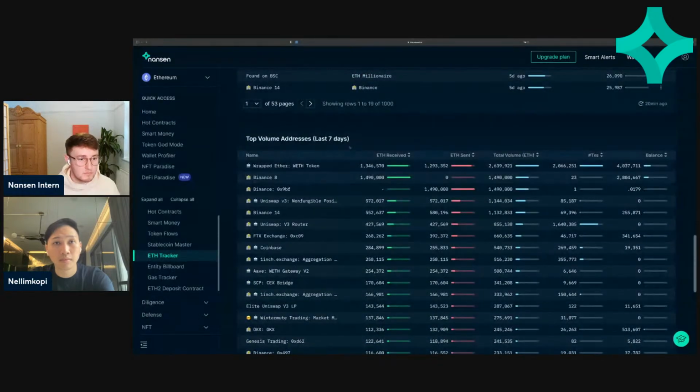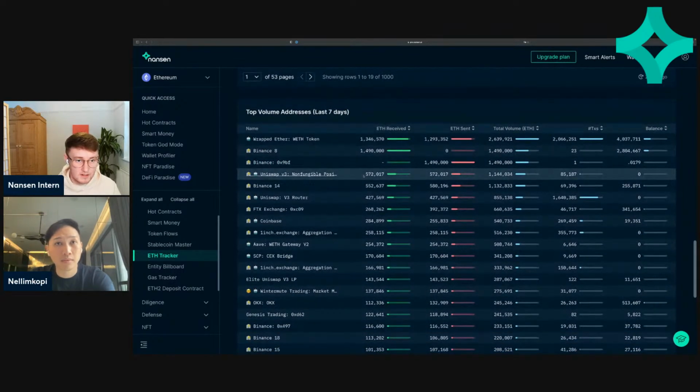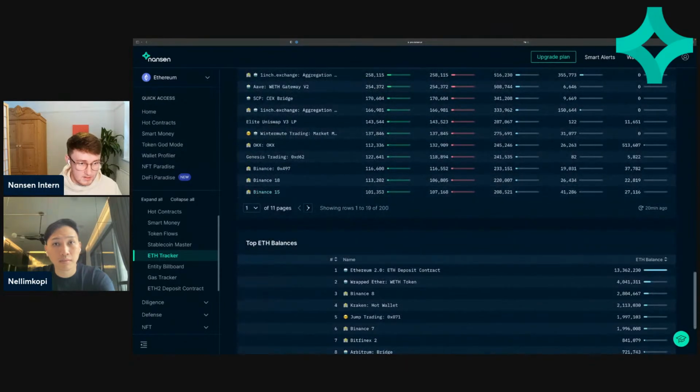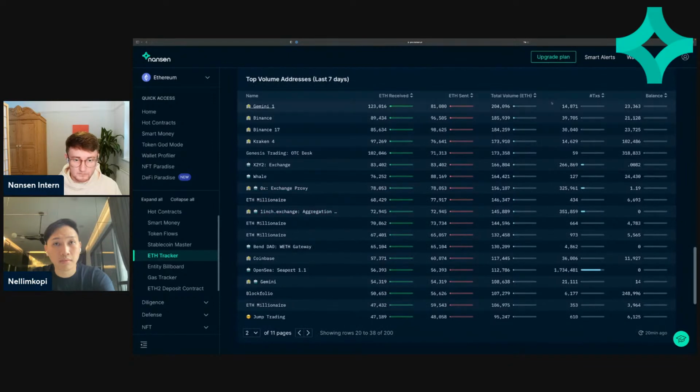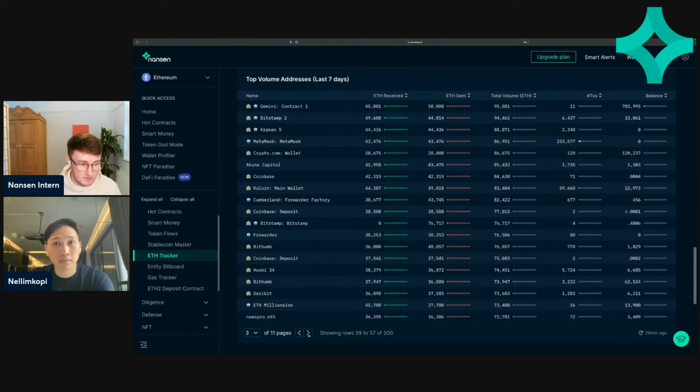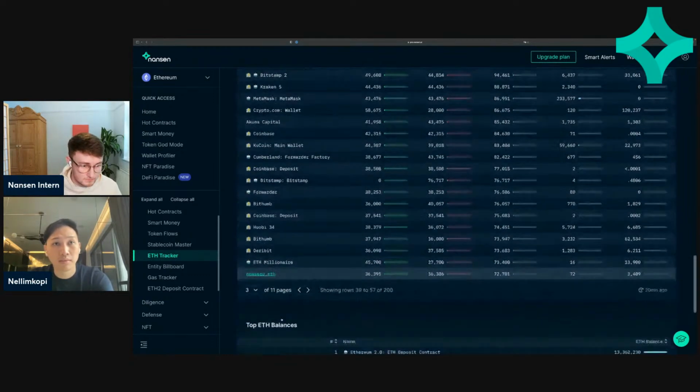Similar to that, we have the top volume addresses. These addresses are the most active in terms of sending and receiving ETH in the last 7 days. So again, you can do very similar things. Filter by the various columns that we've got here and see if any stand out as unusual. So Jump here again, 47,000 ETH received and sent. So yeah, you just need to scroll through to see what ones are interesting. I see this wallet stand out quite a lot, one to look into.